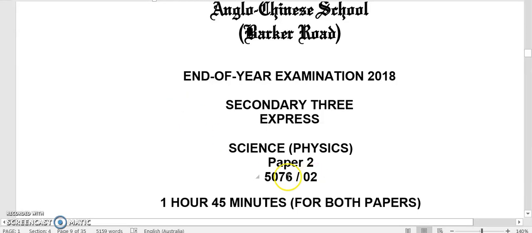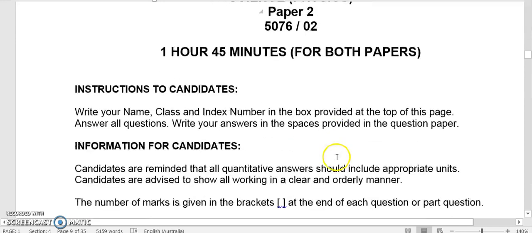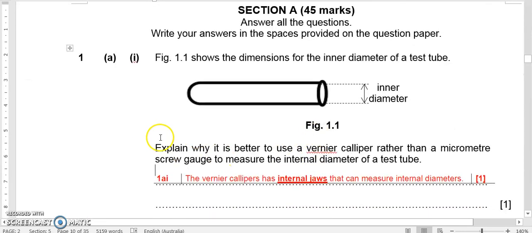Hey guys, just want to do a quick go through of the end of year paper for Science Express Physics. Okay, all right, first question over here. Most of you actually got it.